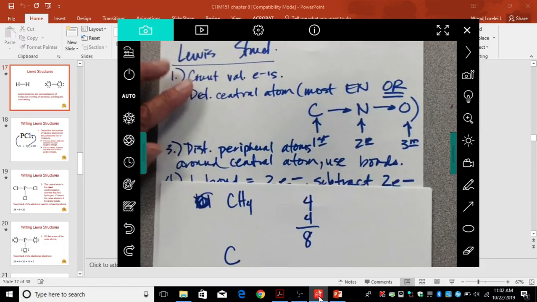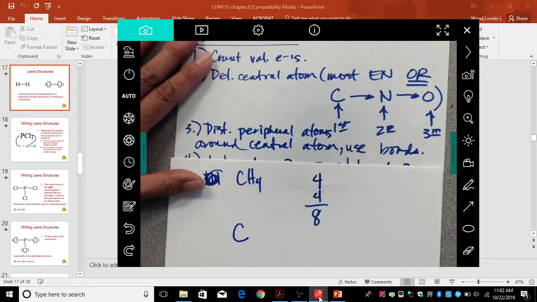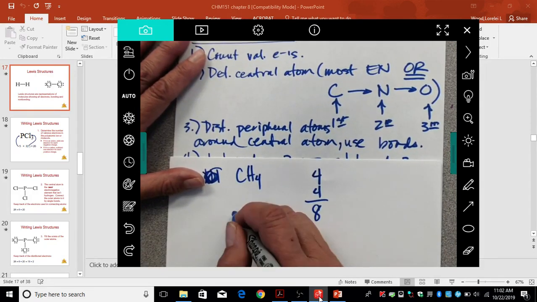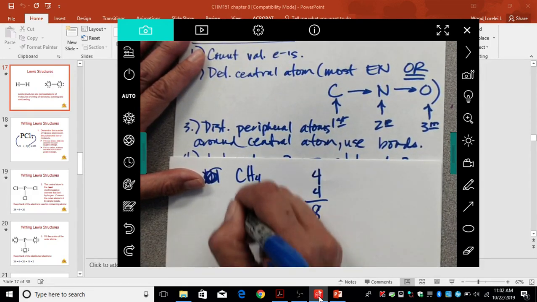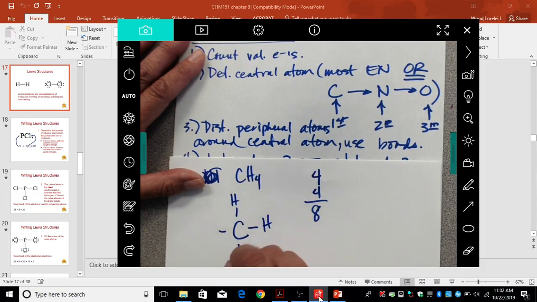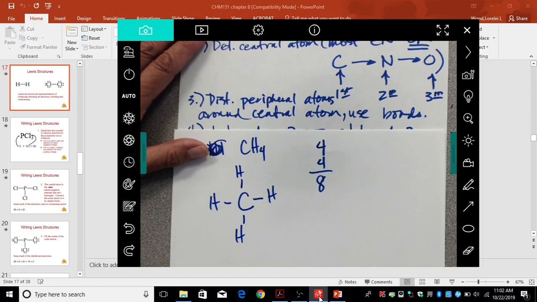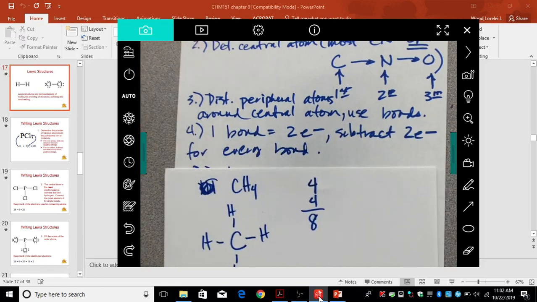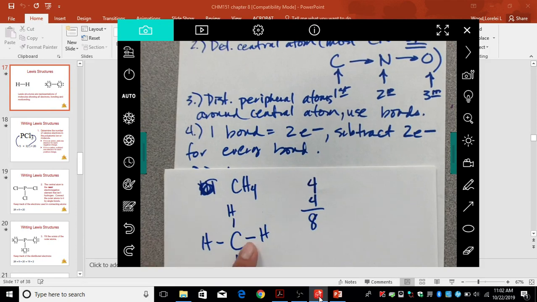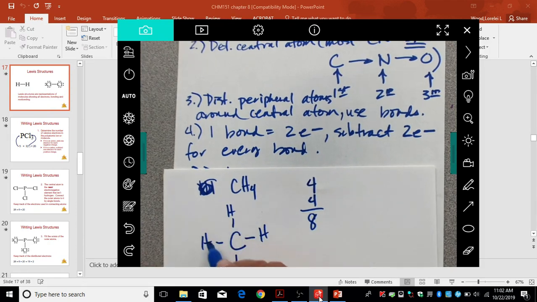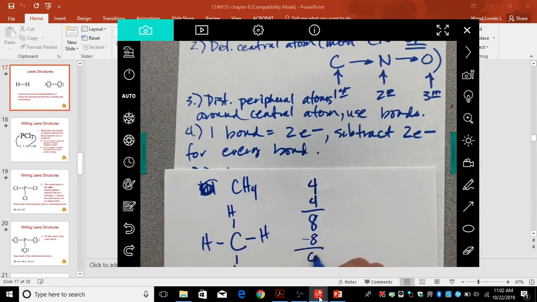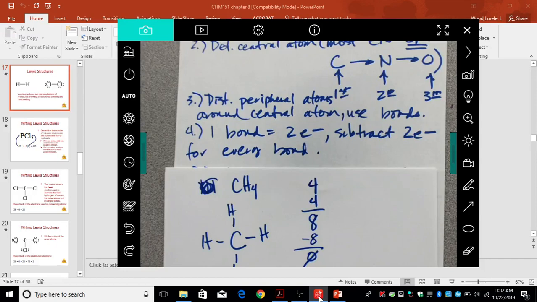Now I'm going to distribute the peripheral atoms around the central atom using bonds. 1, 2, 3, 4. Hydrogen, hydrogen, hydrogen, hydrogen. I want to make them as symmetrical as possible. 1 bond is 2 electrons, so I've got to subtract 2 electrons from my total for every bond that I make. 2, 4, 6, 8 minus 8 gives me 0. So I don't need to distribute any electrons, and it's fine.